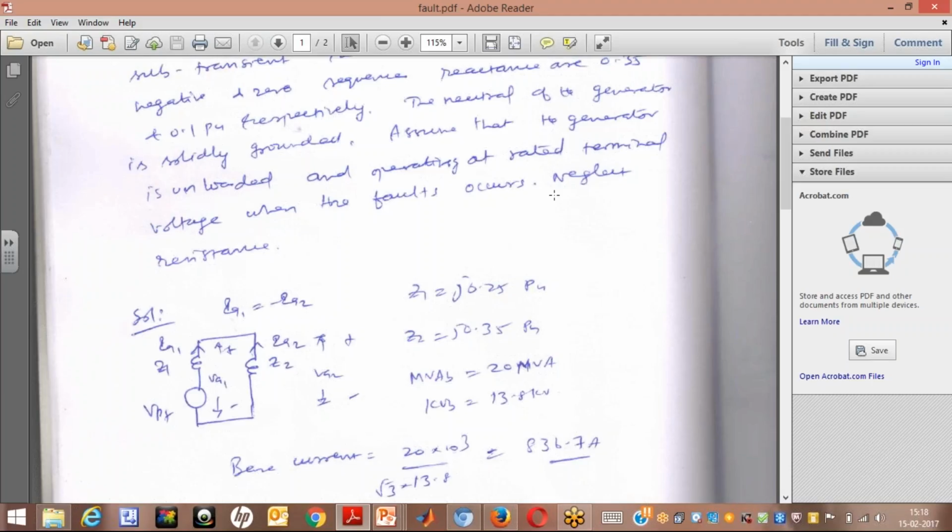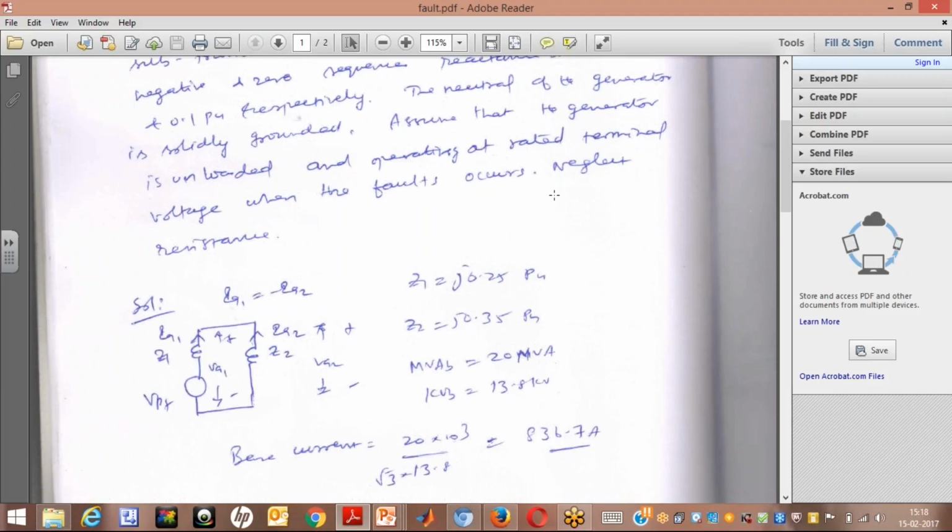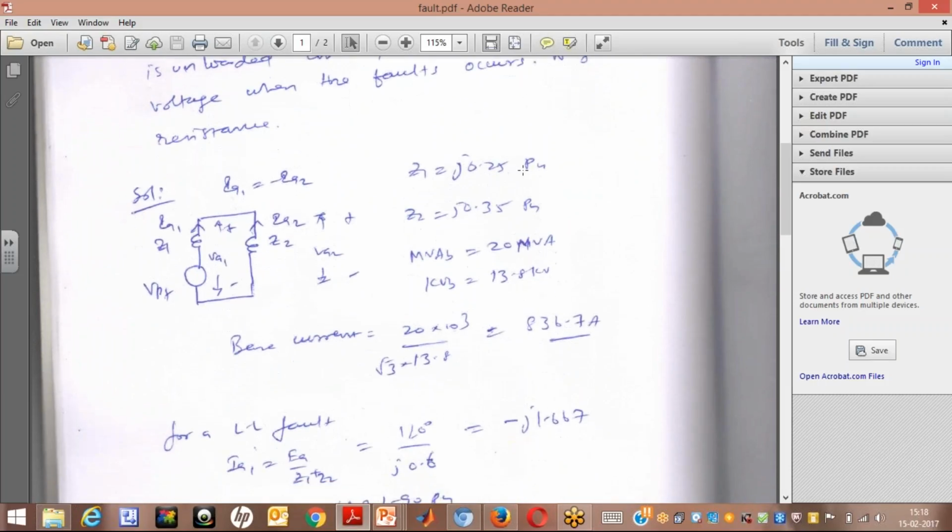So the diagram is drawn here. You can see the diagram. VPF is nothing but your pre-fault voltage. So this is the positive sequence network, that is along with the VPF and Z1, the positive sequence impedance. Of course, here it is nothing but only reactance. No real part is there. Z1 is equal to j0.25 per unit.